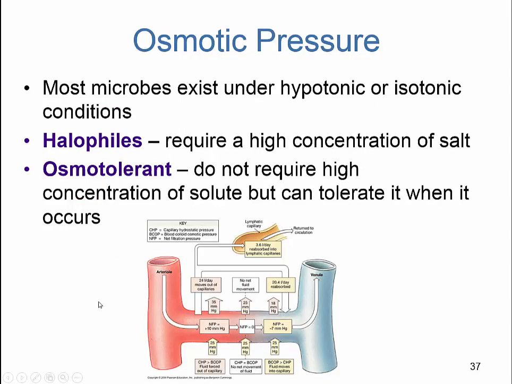So osmotic pressure, or the osmotic gradient, is actually how we maintain the homeostasis of fluids throughout our body. Our kidneys process the movement of solute, or the reabsorption of solute or water, due to the osmotic gradient. And there are some bacteria that can grow within a high concentration of salt. Those are considered osmotolerant. Osmotolerant microbes can tolerate a high concentration of salt, but they do not require it.